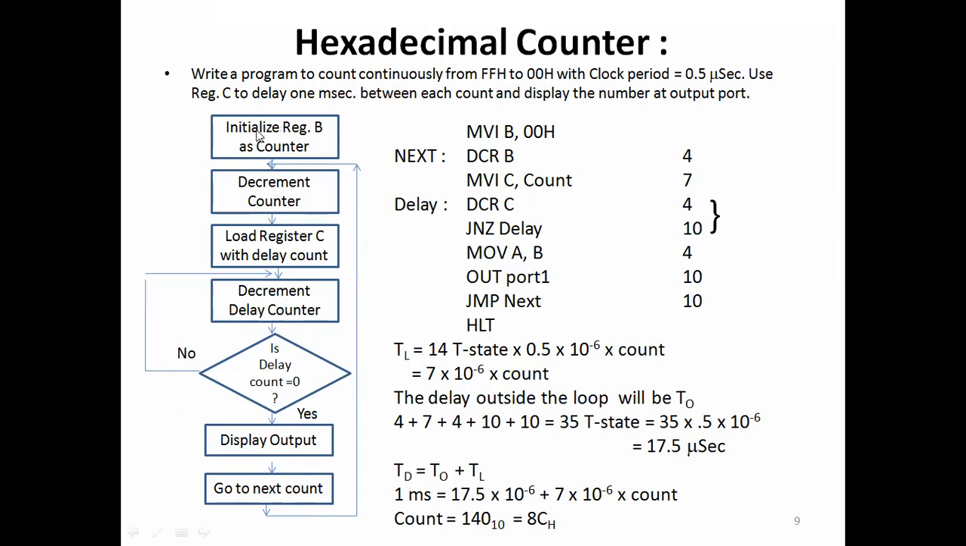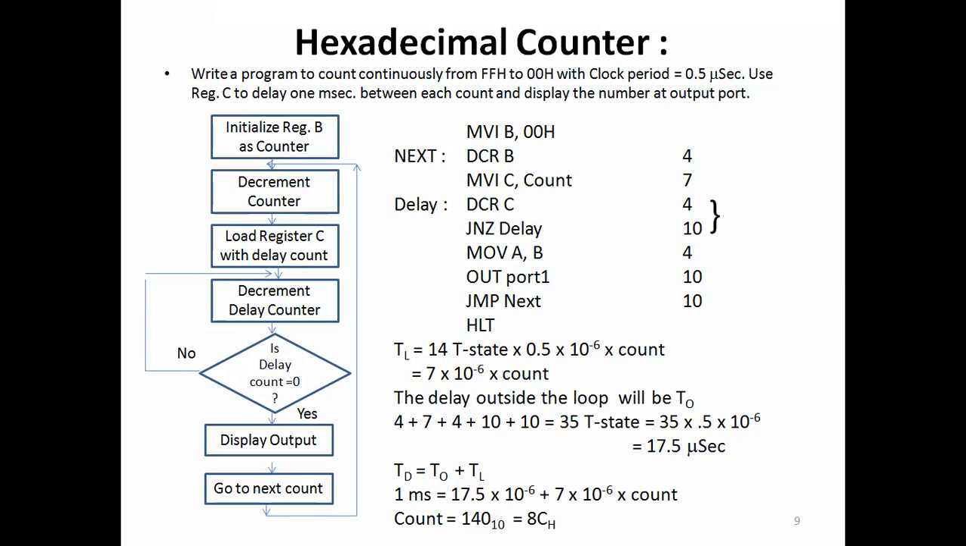Meaning thereby, first of all, we have to display FF. So your B register should contain FF. Then it should be decremented and it should become FE. Then it should be decremented and it should become FD, and so on. Since we require a delay also in between the display of FF and FE, we require a delay in between the display of FE and FD. Again, we require a delay of 1 millisecond in between FD and FC, and so on.